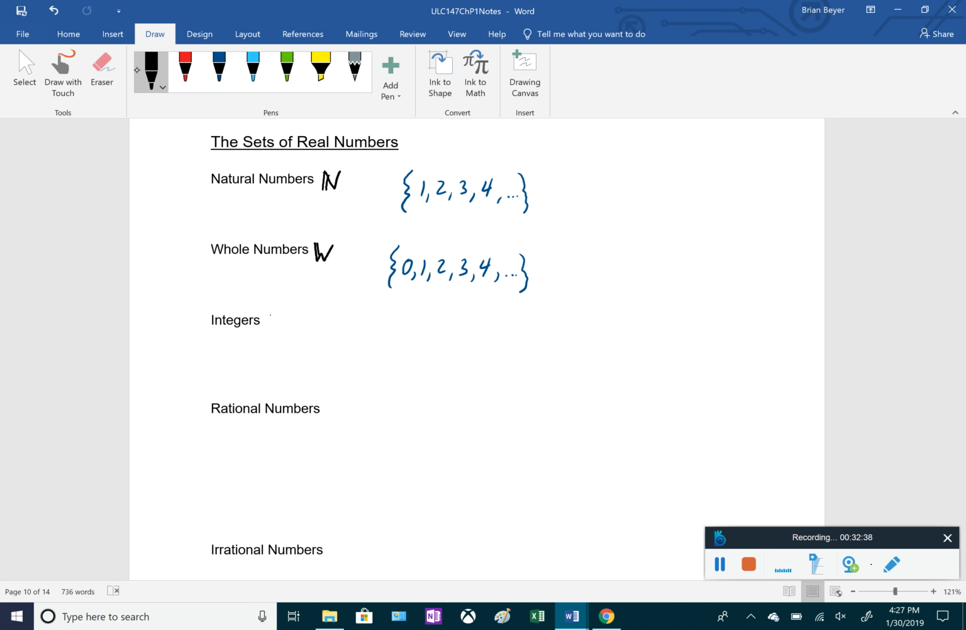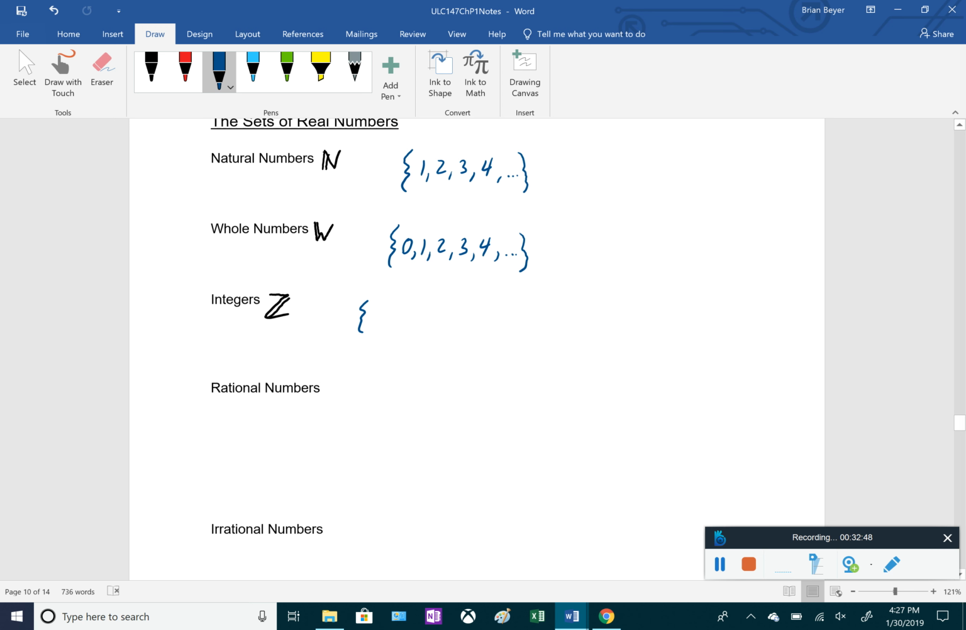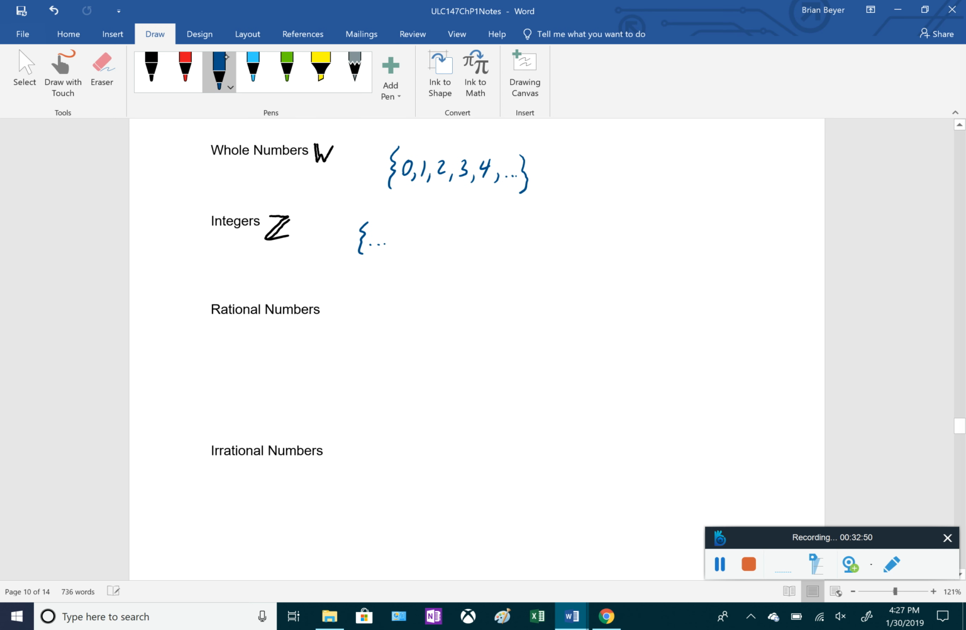Next one, for integers, it's not denoted with an I, it is denoted with a Z. Integers are positive or negative whole numbers. So for this one, I'm going to put an ellipsis on the left and say -4, -3, -2, -1, 0, 1, 2, 3, 4, and so on. So it's positive and negative whole numbers for the integers. So the whole numbers are a subset of the integers because they're contained in there also.